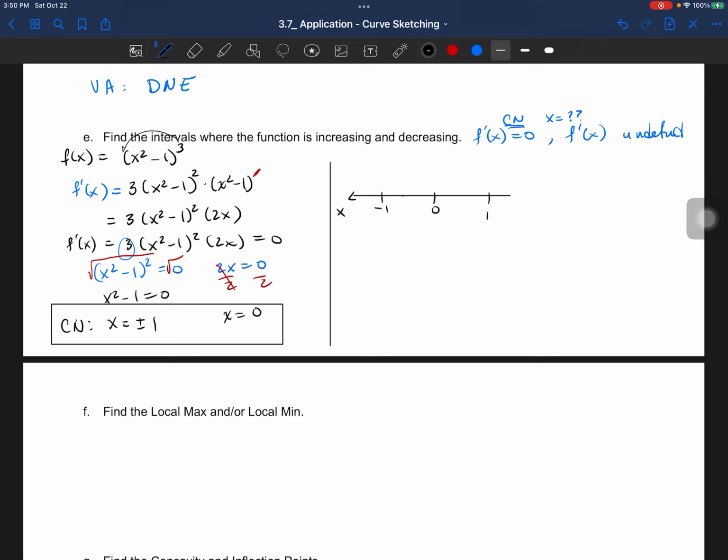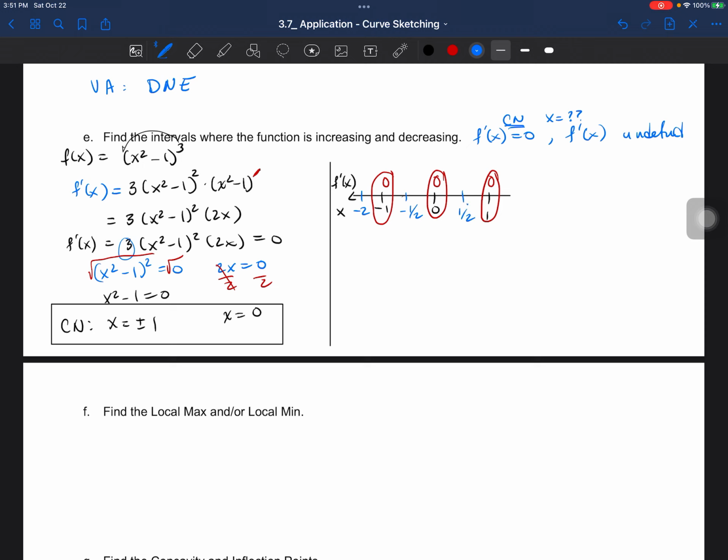So let me make a number line. We're going to use -1, 0, and 1. Make sure that these are in the right order. Sometimes students get too excited and they forget that they need to be put in the right order. And what we know is that when x equals -1, your derivative is 0. When x equals 0, your derivative is 0. And when x equals 1, the first derivative is 0. So I'm going to go ahead and circle these.